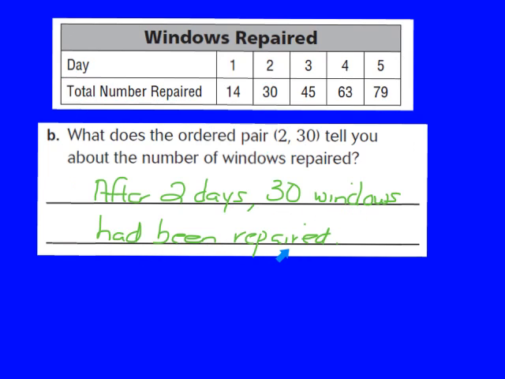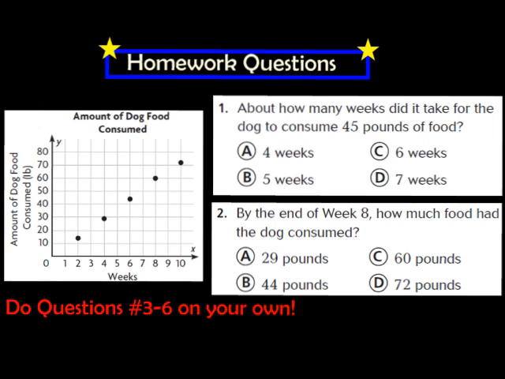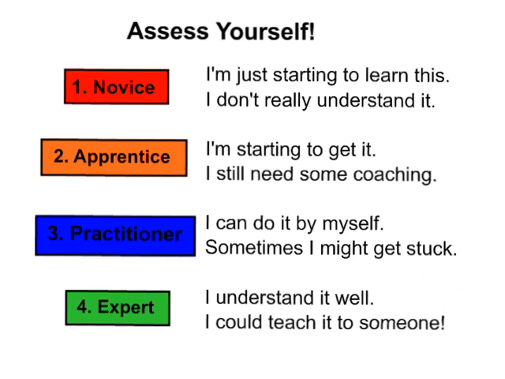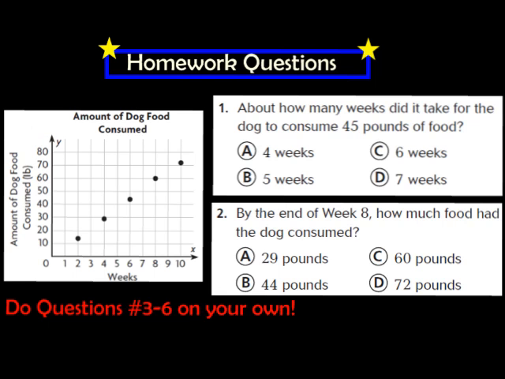Now your homework for tonight will be to complete question number 1, along with question number 2, as well as numbers 3 through 6 found in your Go Math workbook on page 188. Don't forget, somewhere on your homework page, we want you to assess yourself. Do you feel like you're number 1, a novice, number 2, an apprentice, number 3, a practitioner, or number 4, an expert? Don't forget, your homework for tonight is to complete question number 1 and question number 2, as well as numbers 3 through 6 found in your Go Math workbook on page 188.